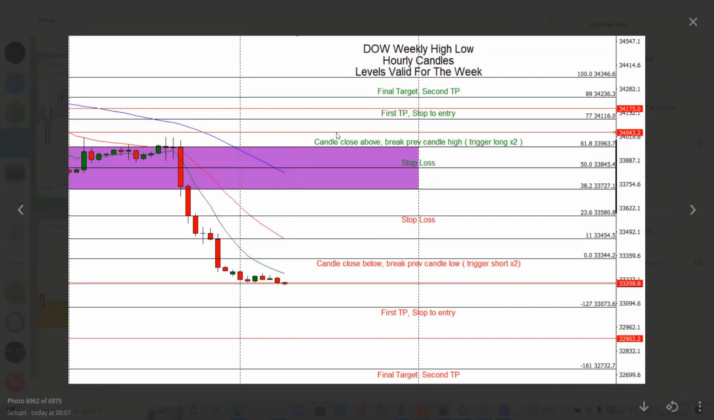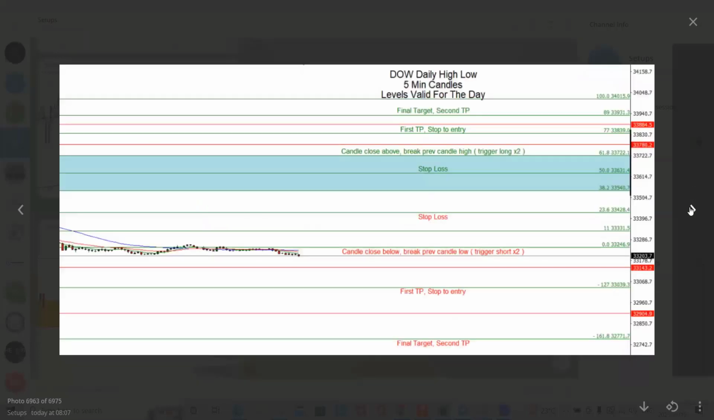Break previous candle high to aim for the 77 first TP, 89 second TP, and stop loss being at the 50. Remember, guys, as soon as we hit the first red line, we move our trailing stop to entry. As soon as we hit the first TP, we move our trailing stop to the first red line. And as soon as we hit the second red line, we move our trailing stop to the first TP.